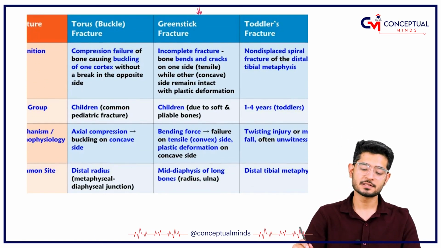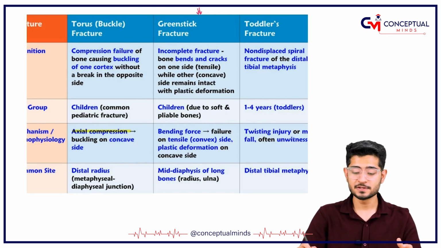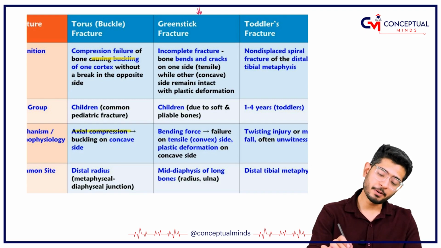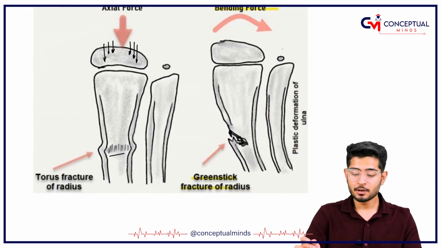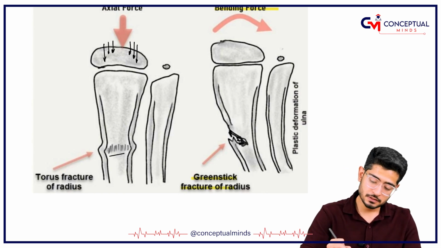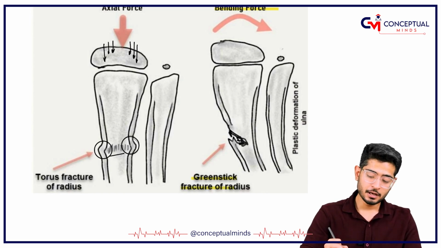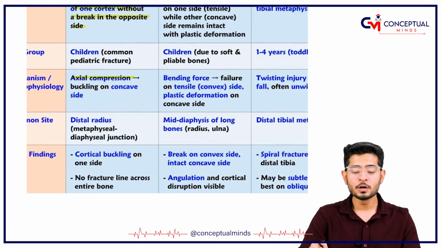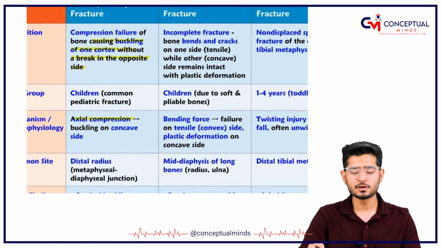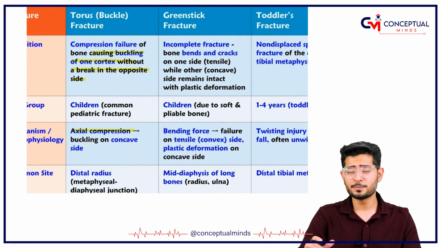So Greenstick fracture and the Torus fracture I have told you. What happens basically in the buckle fracture is that there's an axial force, axial compression, which is causing the buckling. There will be buckling of one cortex without a break in the opposite side. Of course a break is not going to happen, but there will be buckling. Can you see this? This is what is called buckling. There is no break in the bone, because pediatric bones are super flexible, super plastic. So there will be buckling in the Torus fracture.